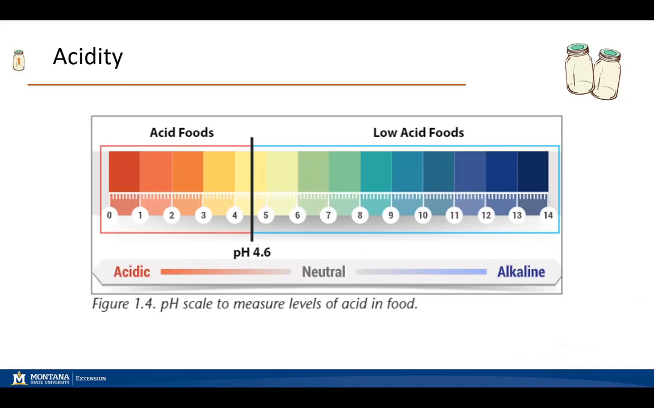Foods with a pH of 4.6 or lower are considered acidic foods, which includes most fruits, most tomatoes, and pickles. Low acid foods have a pH above 4.6, which includes meats, poultry, fish, and vegetables. Pages 1-7 and 1-8 list the pH values of foods that we commonly can.